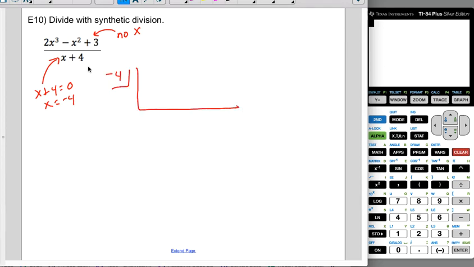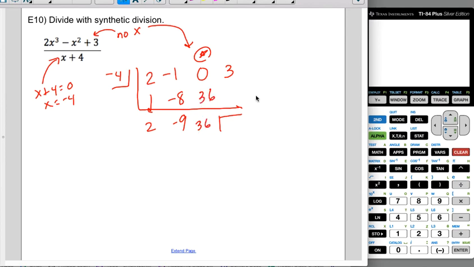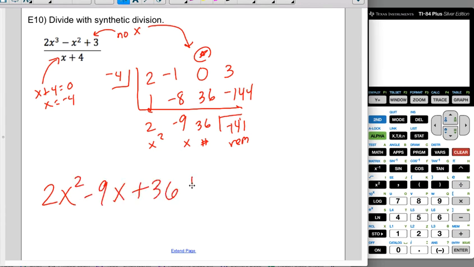When I write my coefficients across the top, I have 2x cubed, negative x squared, but no x's, and that's really important, and then the 3. My remainder box goes under the 3. You need that placeholder there. So I drop the 2 down, multiply, add straight down, multiply, add straight down, multiply, which should be negative 144, and add straight down. This is my remainder, my number, my x, my x squared. So the answer is 2x squared minus 9x plus 36 plus my remainder over my divisor.